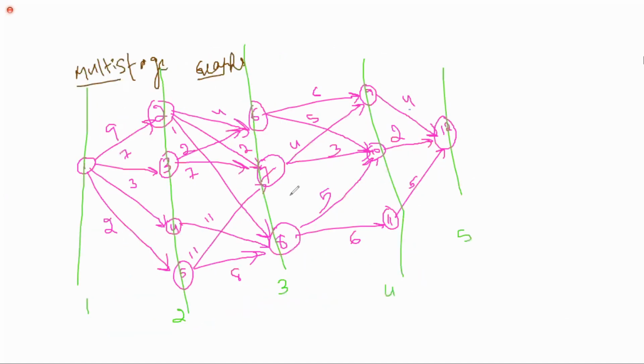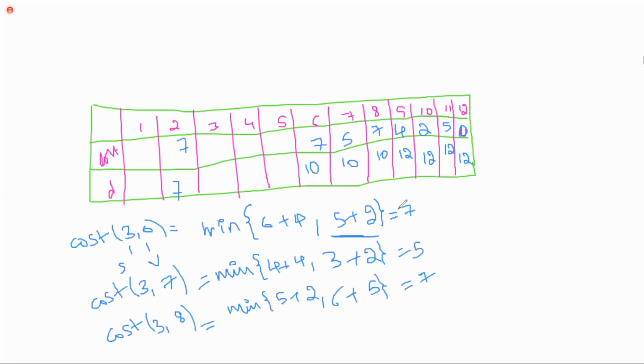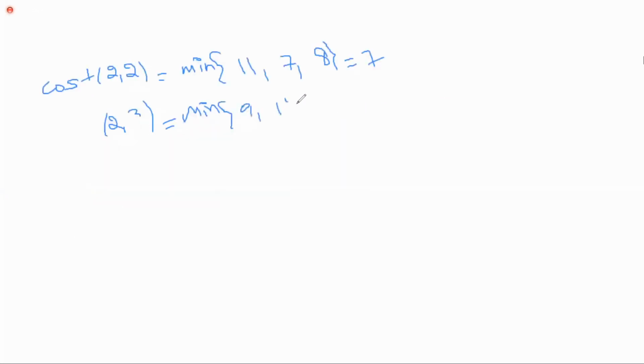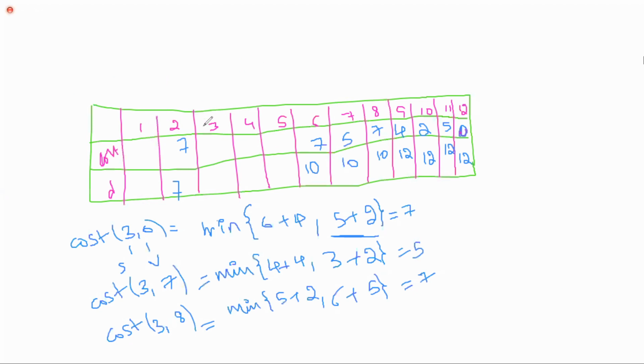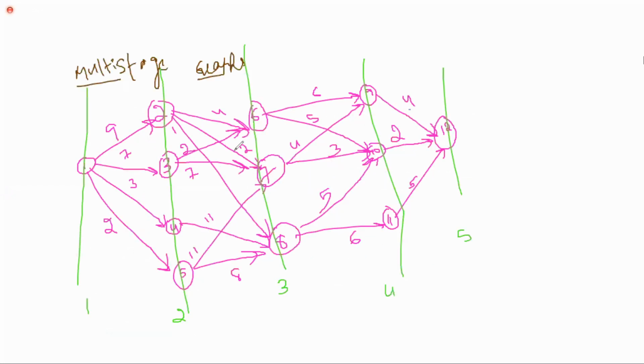next, 7 plus cost of 7. 7 plus 5, which is equal to 12. Which one is minimum? 9 is the minimum. Yes, 9 we are getting via the vertex number 6.